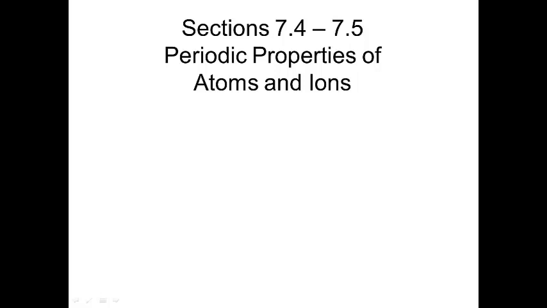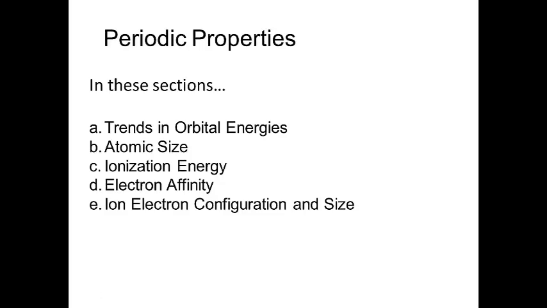In these sections, we're going to look at using what we've learned about electron configurations, that is, how electrons are arranged inside atoms, to tell us things about the properties of atoms and also of ions. And so we're going to look at these things.